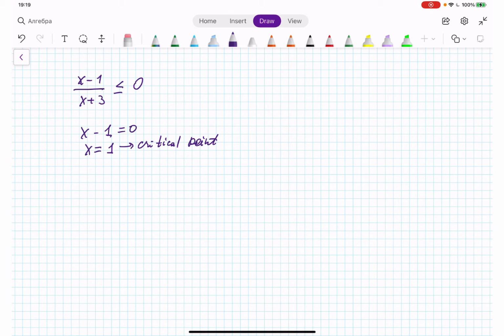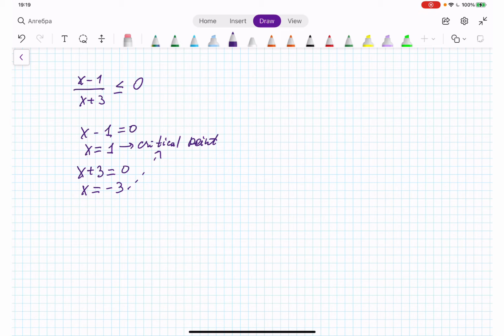Okay, now let's look at the denominator. x plus 3 is equal to 0, so x is equal to negative 3. Another critical point, because at x equal to negative 3, we get division by 0. So we have two critical points in this case.